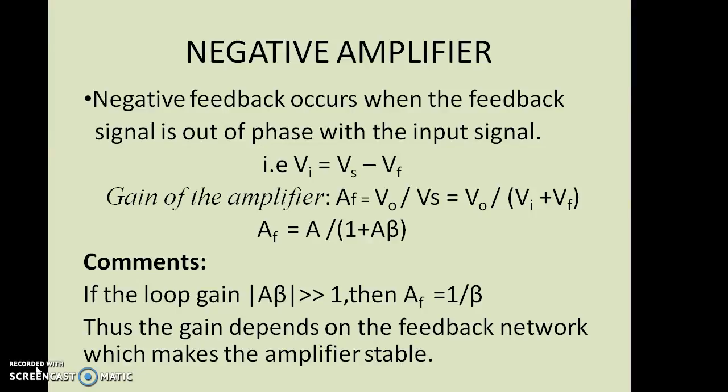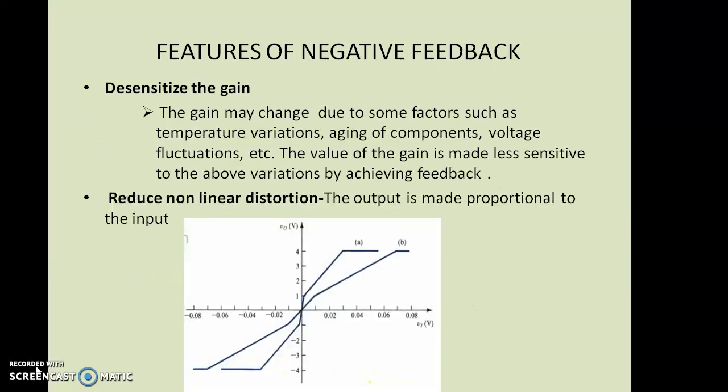Now we can understand that if the loop gain A beta is very much greater than 1, the above equation is reduced to AF is equal to 1 by beta. Thus, the gain depends on the feedback network, which makes the amplifier stable.